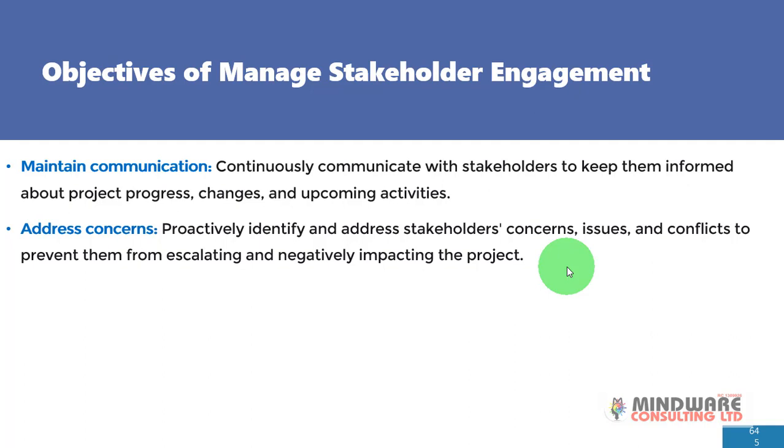Or maybe the regulatory agency needs some documentation, and someone in the project team is supposed to deliver that, and the person hasn't done that. So there's a concern about whether this thing is going to pull through. So you want to address those concerns. And then also you can have conflicting interests about a particular thing.